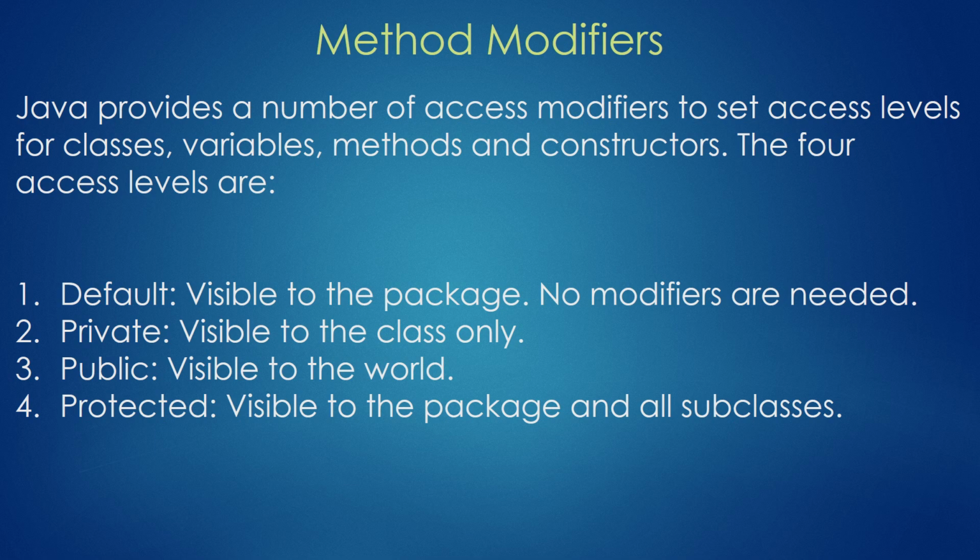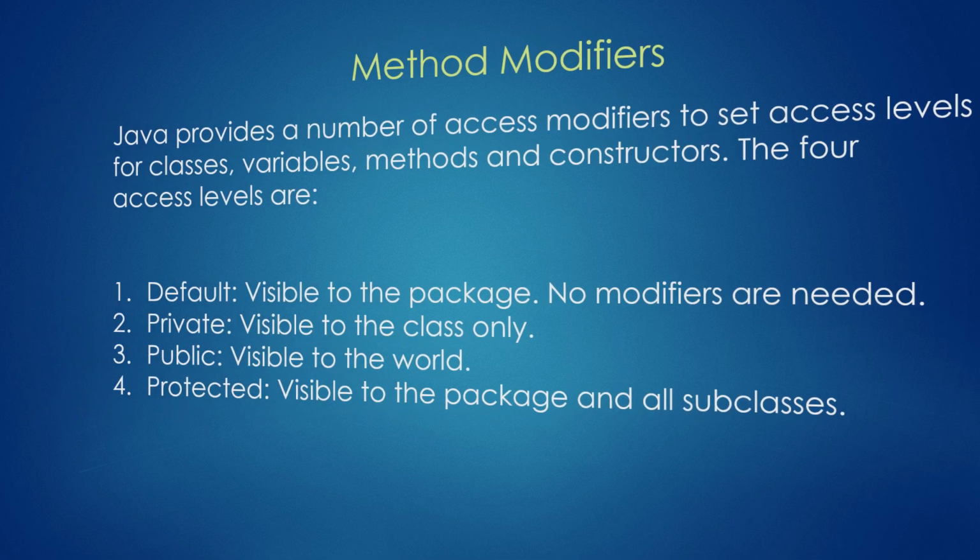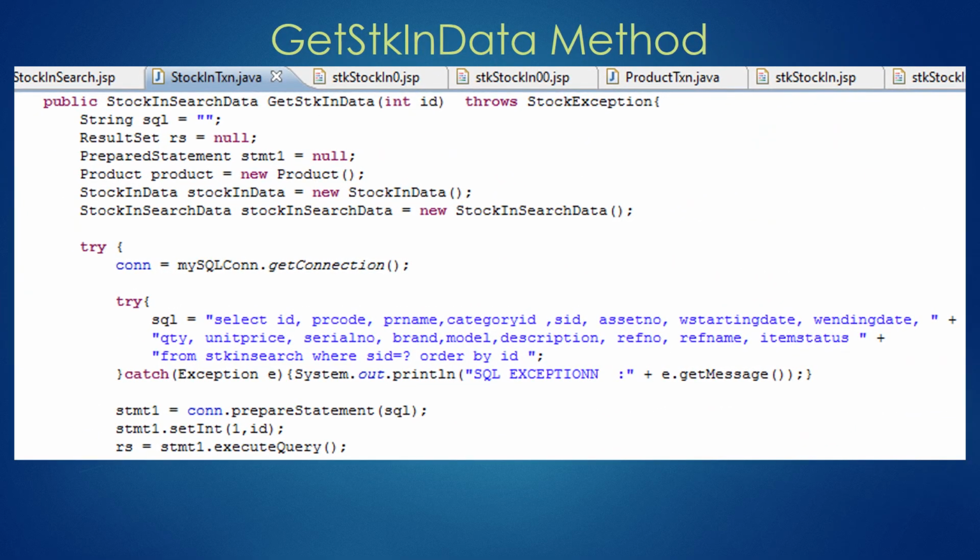Okay, now you have a better understanding of what modifiers are. Now let's go back to our Java coding. As you can see, the getStockInData method accepts an integer parameter. That is the stockin ID. So we pass that ID into the SQL query by using a prepared statement setter. Then we execute it and get the result set.